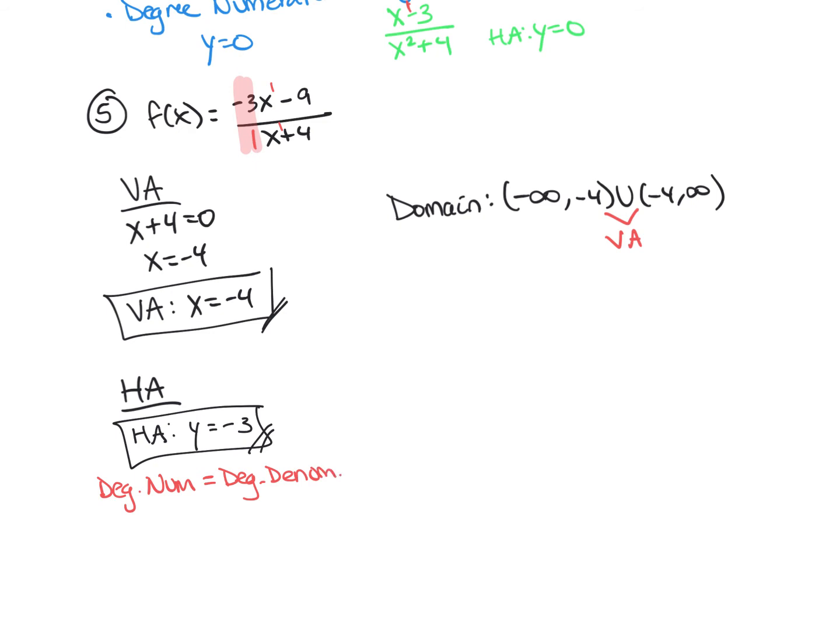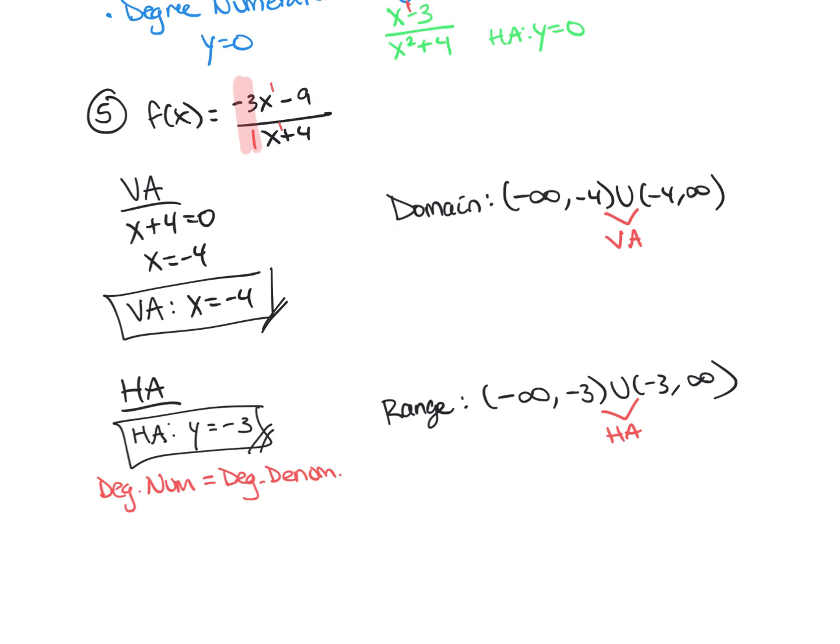And again, that's because the degree of the numerator was equal to the degree of the denominator. So we're looking at those degrees there, and that's our horizontal asymptote. And our range is going to be all of our y values except that horizontal asymptote. So our range is going to be from negative infinity to negative 3, and from negative 3 to infinity with that break because of the horizontal asymptote.